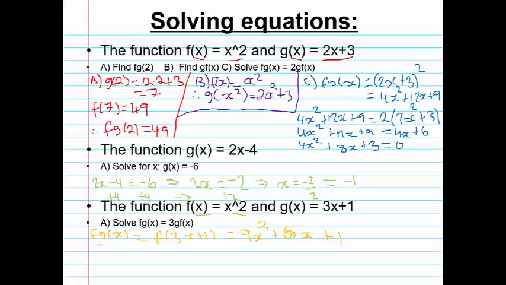And g f of x, well, you do x squared and you put that into g of x. So 3 g of x squared. Rule says you multiply by 3, add 1. This becomes 3x squared plus 1. Okay? And it said that fg of x equals 3 lots of that. So we know that 9x squared plus 6x plus 1 equals 3 lots of that.